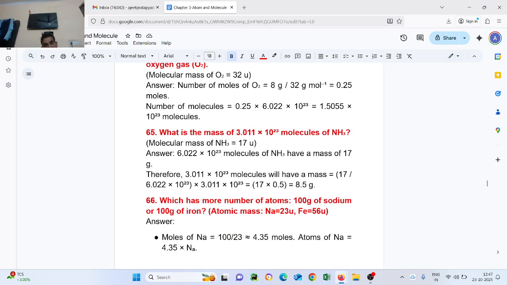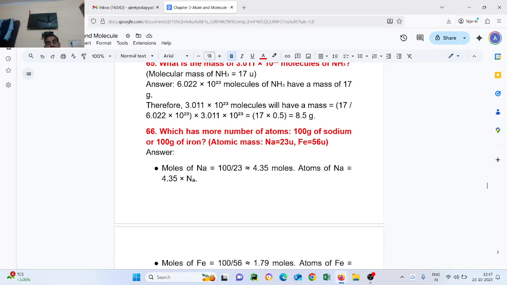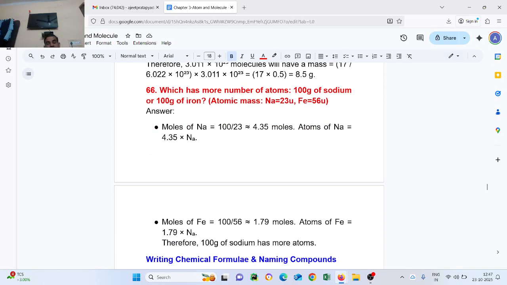Question number 66. Which has more number of atoms: 100 gram of sodium or 100 gram of iron? Atomic mass of sodium is 23, iron is 56 unit. Mole of Na is 100 upon 23, equal to 4.35 mole. Atoms of sodium are 4.35 multiplied by Na. Mole of iron is 100 upon 56, equal to 1.79 moles, so 1.79 multiplied by Na. Therefore, 100 gram sodium has more atoms.